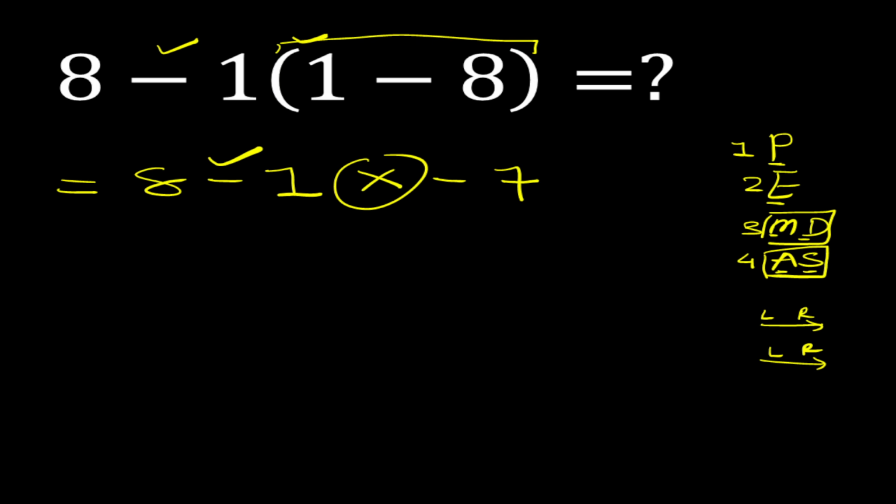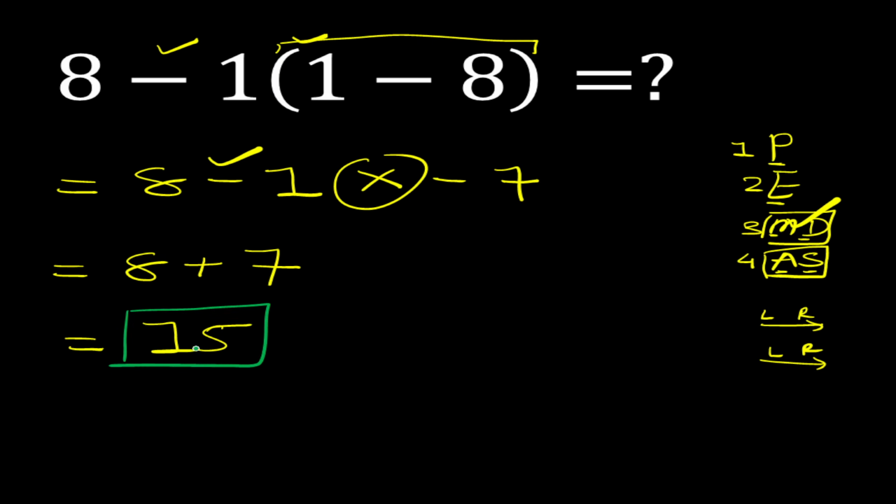So according to the PEMDAS rule, first we have to solve multiplication. So it is equal to 8 plus minus 1 multiply minus 7, which is equal to plus 7, right? So now 8 plus 7 is equal to 15. So the correct answer is 15, right?